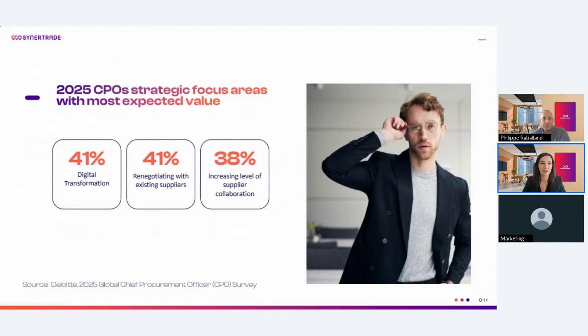So what's the state of the CPOs? One survey from Deloitte from this year has shown that the CPOs are expecting value from the three top areas, being digital transformation, renegotiating with existing suppliers, and increasing the level of supplier collaboration. So all three are related to supplier portal. So this is highly relevant for procurement departments to have that enablement to get to that value that is expected from the CPOs.